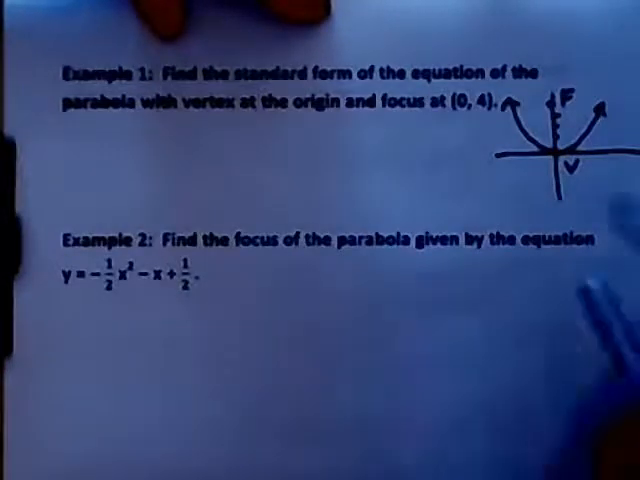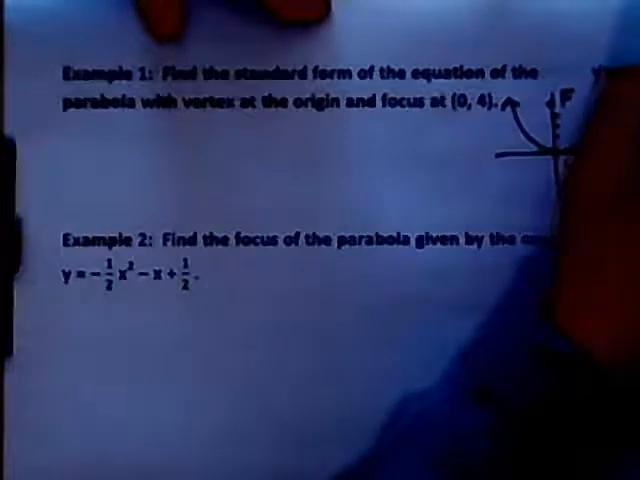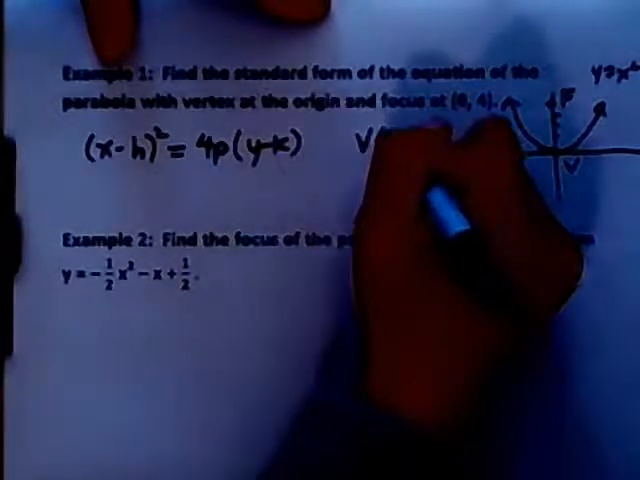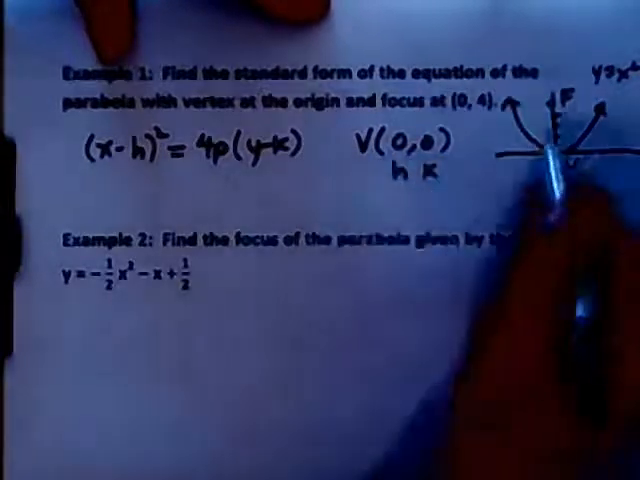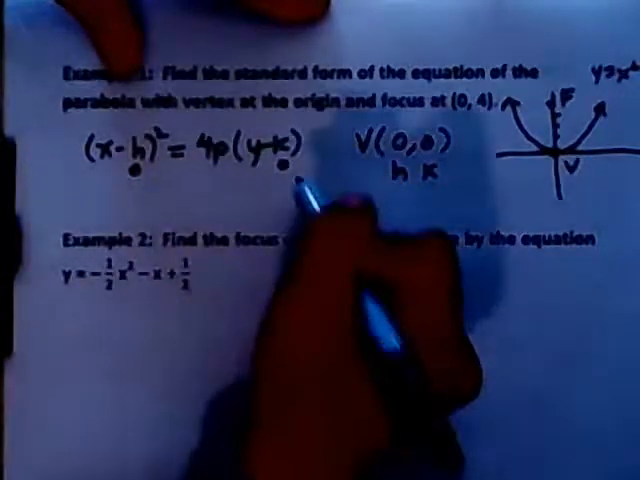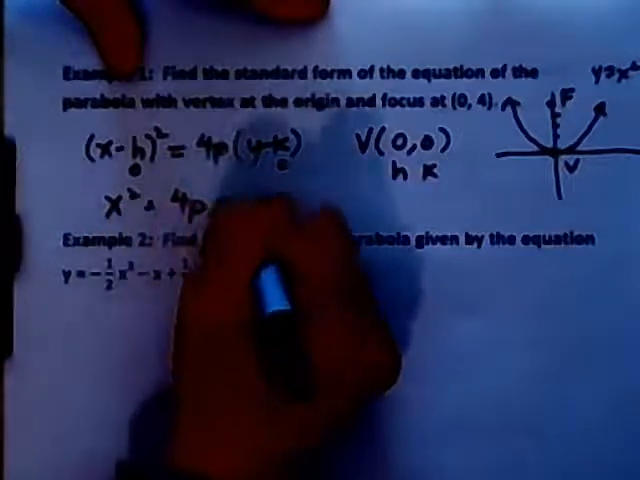Okay, so what is the equation of that? Since it's y equals x squared in that form, you can go x minus h quantity squared is equal to 4p times y minus k. We know that the vertex is at the origin, which is 0, 0. That's your h, that's your k. So this is the vertex right over here. We plug it in here, and so it's going to be x squared is equal to 4p times y.